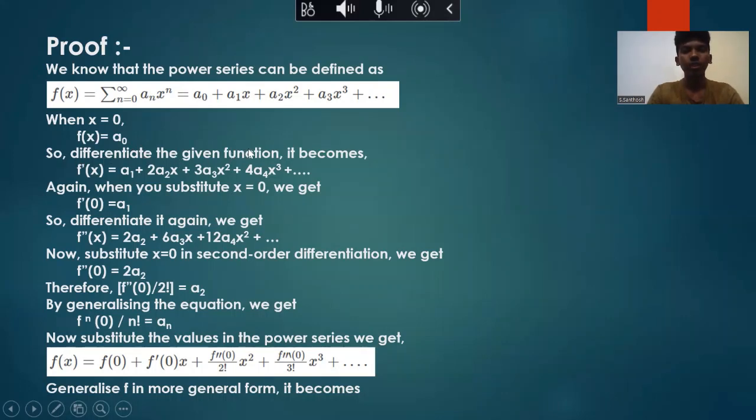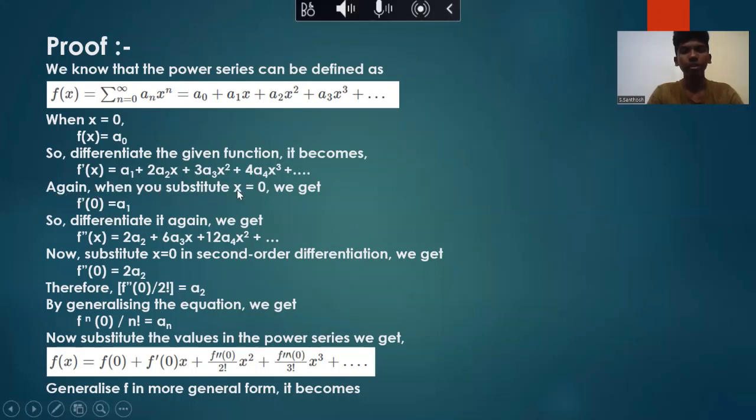So differentiate the given function, it becomes f'(x), that is the first differentiation of x, which equals a1 plus 2a2x plus 3a3x square plus 4a4x cube. So just differentiating all the terms over here, and you get this complete answer over here, where it goes on up to n a_n x to the power n minus 1.